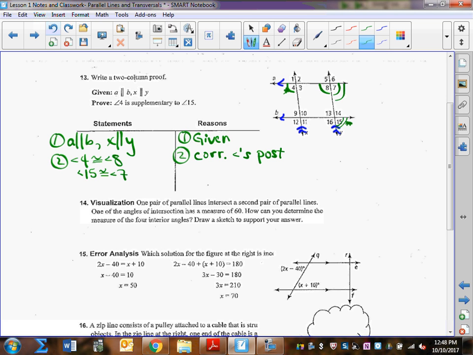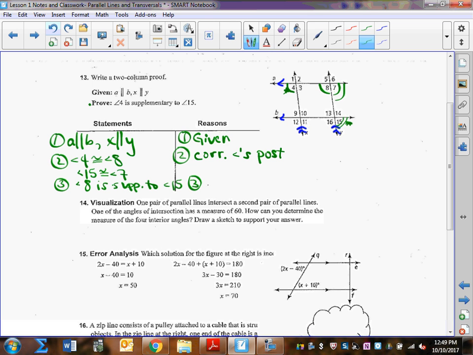Alright, then what can I say about 7 and 8? Good, they're supplementary. Now I'm going to look ahead. I'm trying to say angle 4 is supplementary to angle 15. So I'm going to set up my sentence in the same way. And let's see, we know that 8 and 4 are the same, so I'm going to start off with angle 8. Angle 8 is supplementary to angle 15. And again, I looked ahead to save myself some time and effort to get it to match up there. All right, what's my reasoning for 8 and 7 being supplementary?